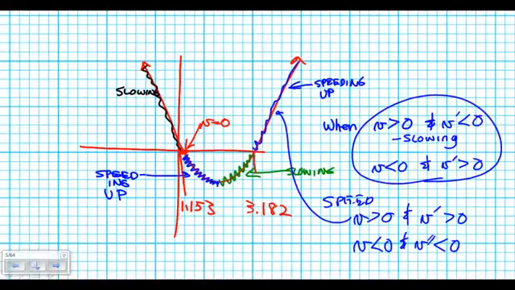The object reaches its apex. Then what happens? It starts falling in the same direction as acceleration. So, things speed up when velocity and acceleration are in the same direction. Things slow down when velocity and acceleration are in opposite directions. And remember, acceleration is the slope, the derivative of velocity.